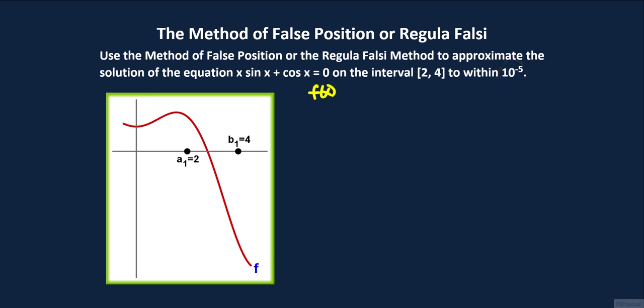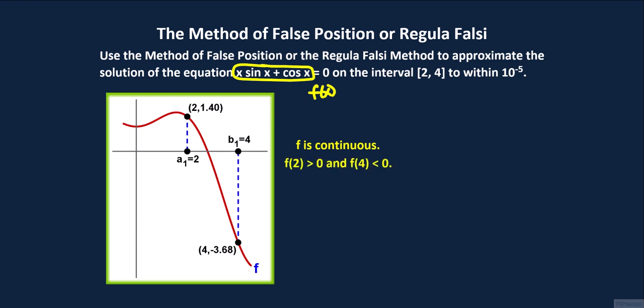Let f of x be equal to x times sine x plus cosine x. f is a continuous function, and in addition, rounded off to three significant digits, f of 2 is 1.40, while f of 4 is minus 3.68, so that f of 2 and f of 4 have opposite signs. And so the intermediate value theorem guarantees that there is at least one solution between x equals 2 and x equals 4 to the equation x times sine x plus cosine x equals 0.